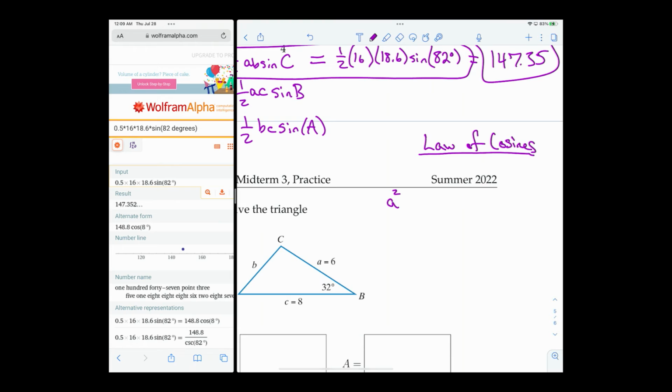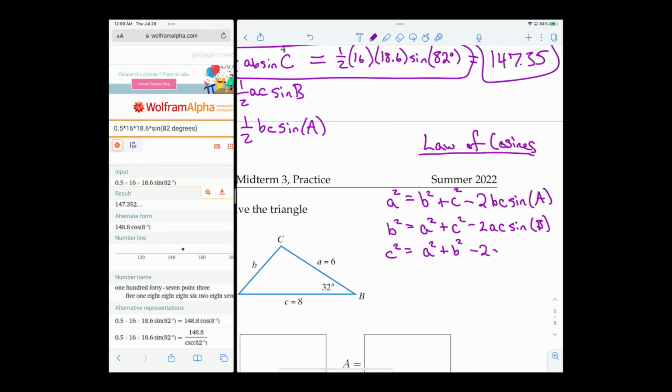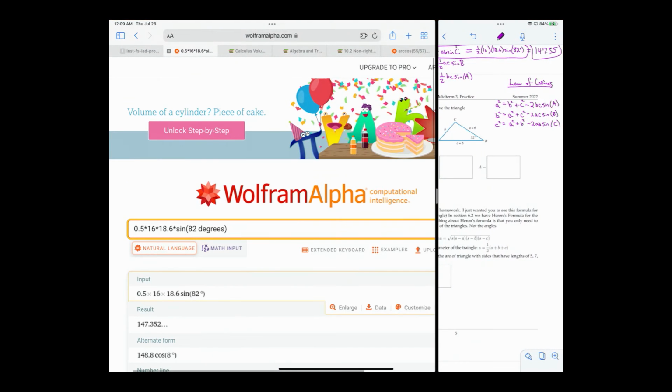So there are 3 versions of it. One says a squared equals b squared plus c squared minus 2bc sine A, something like that. And then we have variations of this with the letters moved around. So b squared would be a squared plus c squared minus 2ac sine B, and c squared would be, I guess, a squared plus b squared minus 2ab sine C.